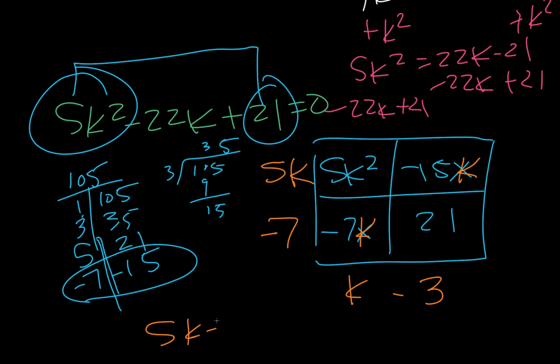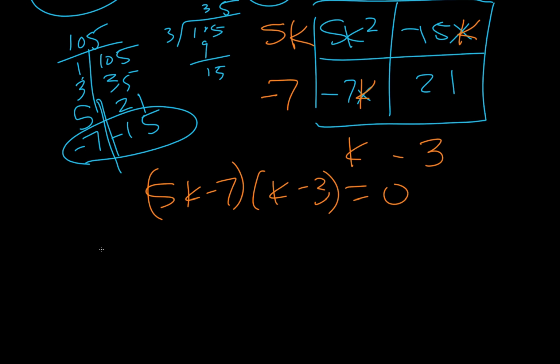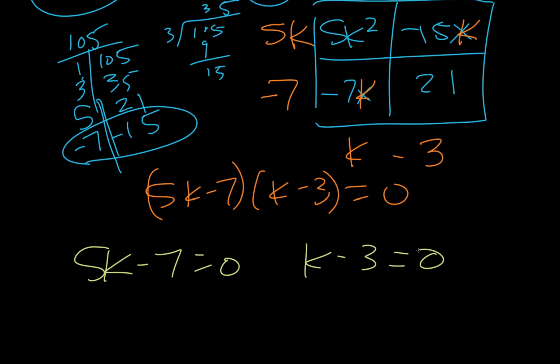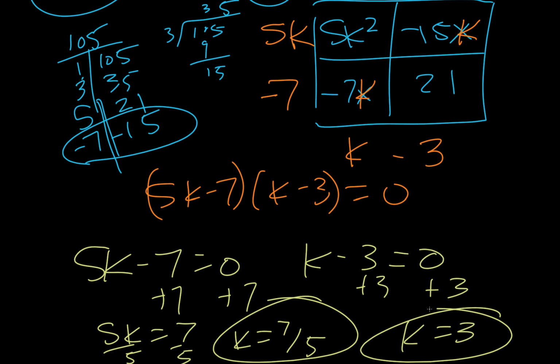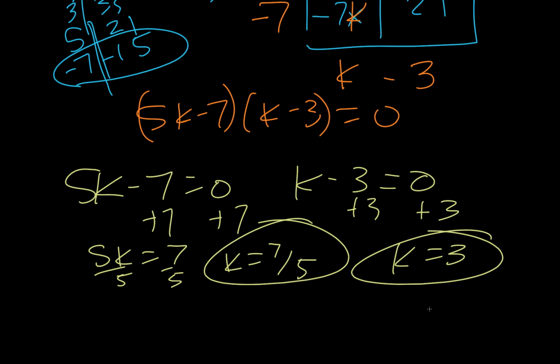Now we have our factored form. So we have 5k minus 7, k minus 3 equals 0. We can use the zero product property that says we can split those into 2 pieces, like that. Solve both of those for k. Divide by 5. So k equals 7/5. And this one we just add 3, and k equals 3. Alright, so those are the 2 values of k that make that true. So let's keep going. We'll move on to example 9.